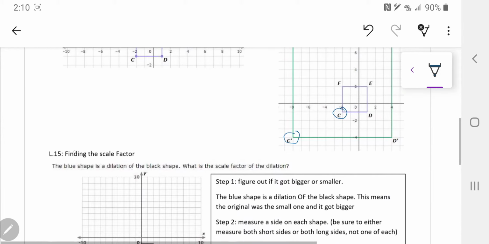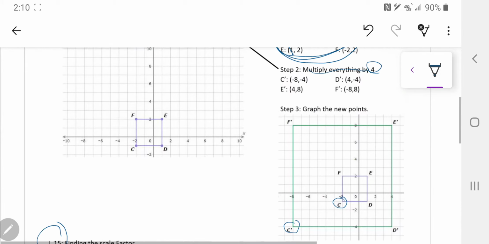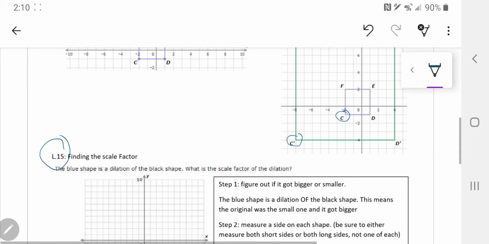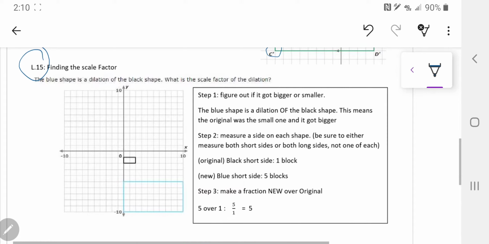Okay, L15 is finding the scale factor. So finding the number that we used, okay? So the blue shape is a dilation of the black shape. What is the scale factor? So the first thing that you have to figure out is if it got bigger or smaller. The blue is a dilation of the black. That means the black was the original one. So the smaller one was the original and it got bigger, okay?